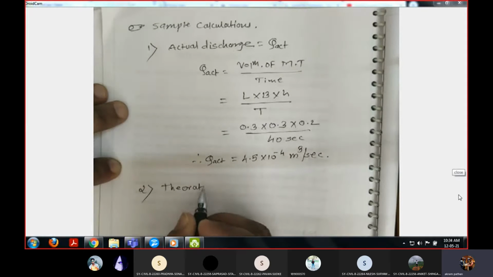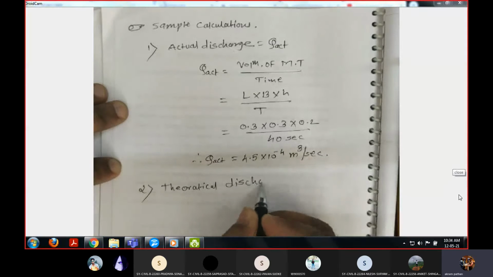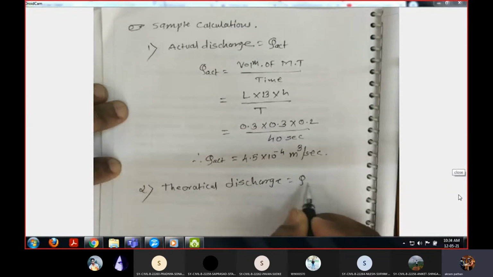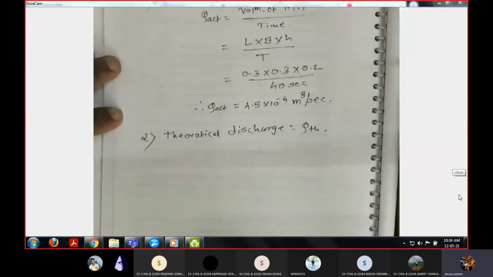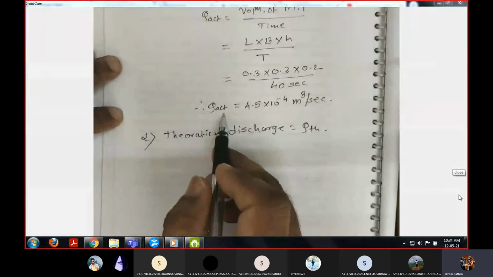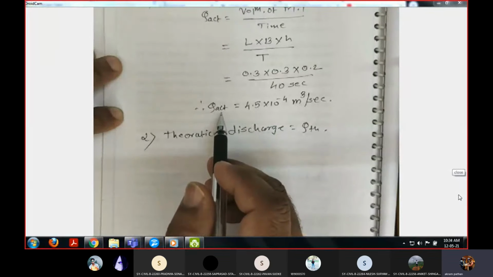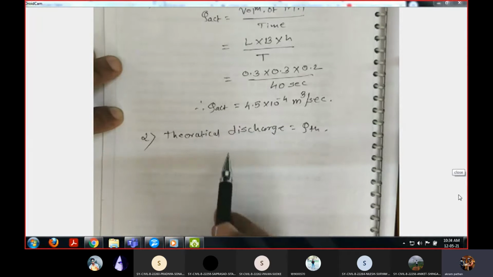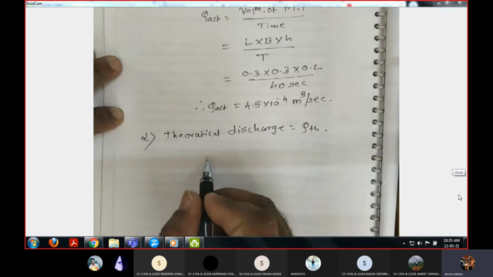Theoretical discharge, that is Q theoretical. Actual discharge means it is the discharge calculated by performing the practical. Practical केल्याच्या नंतर जे डिस्चार्ज येतं त्याला म्हणतो आपण actual discharge. आणि theoretical discharge म्हणजे काय? The discharge which is calculated by using various formulae, that is known as the theoretical discharge.